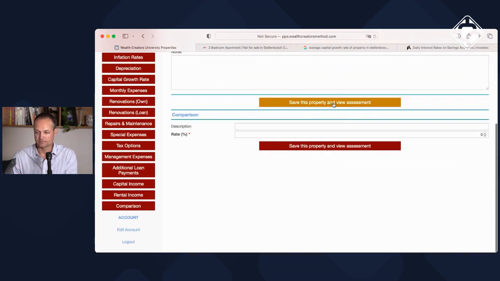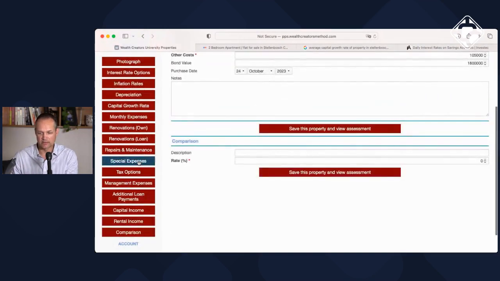And there you have it. You can see everything on this left-hand side is all the specific variables and data points that you need to do a proper calculation of the actual value, or the return profile, of this specific investment. So I'm going to save this investment now, and I'll show you what the numbers look like.